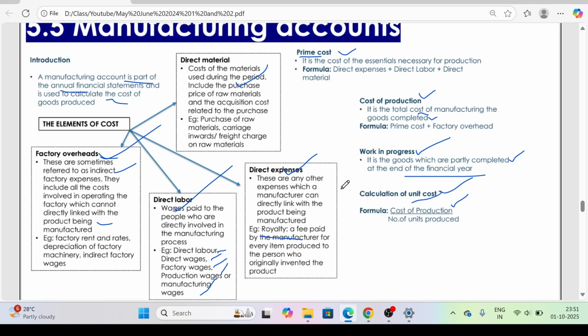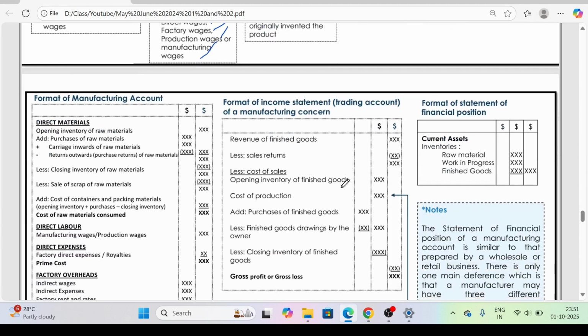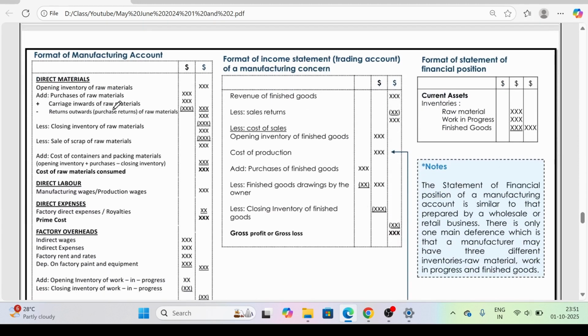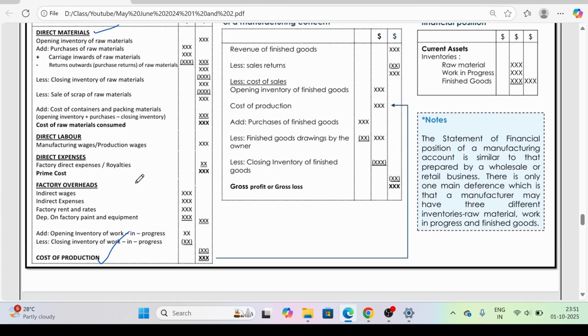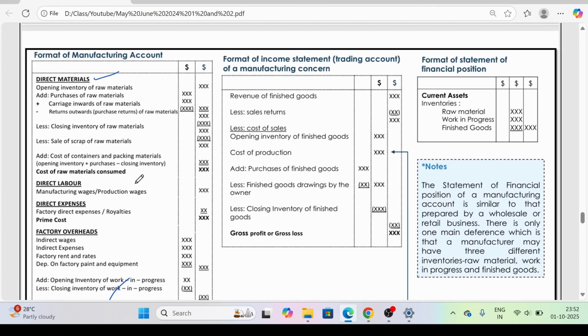So let's move to the format. This is the manufacturing account format. First the direct material will come. Remember, the manufacturing account and income statement formats are completely different. Why are we preparing a manufacturing account? To find out the cost of production. For producing any product, we want to know how much cost is incurred. So here only raw materials we will consider. Finished goods we will record in the income statement.